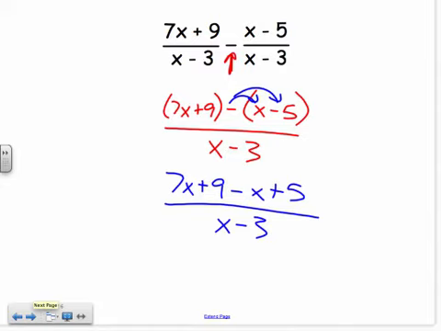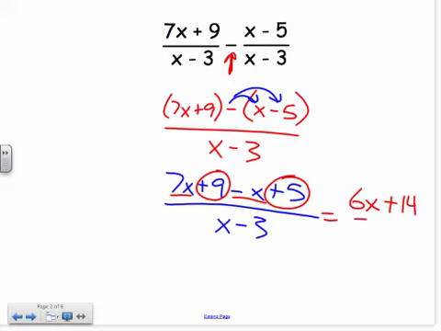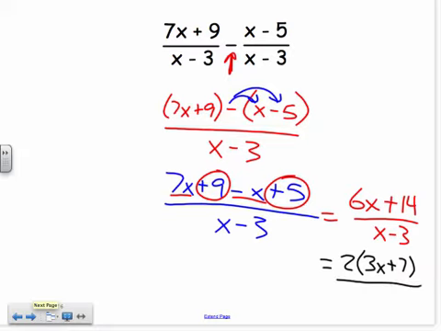And now we combine like terms up top. A 7x and a negative x become a 6x, and I've got a 9 plus a 5 for plus 14, over x minus 3. But we want to simplify these guys, so we're going to get them all the way into factored form. So if you notice up top, I can factor out a 2. So I'm going to bring out that 2 and divide each term by 2. So I'm left with 3x plus 7, right? Because 6 divided by 2 and 14 divided by 2. And that's all over x minus 3. Nothing else cancels. So I'm done.